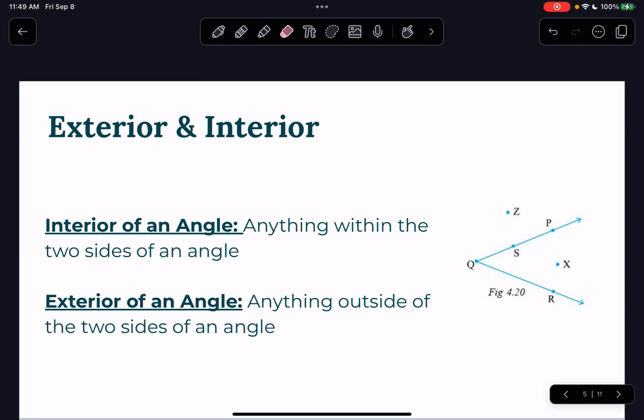So an example of an interior point would be point X, because X is on the inside of our 2 rays. It is between the 2 rays. An exterior point would be point Z, because Z is outside of those 2 rays.